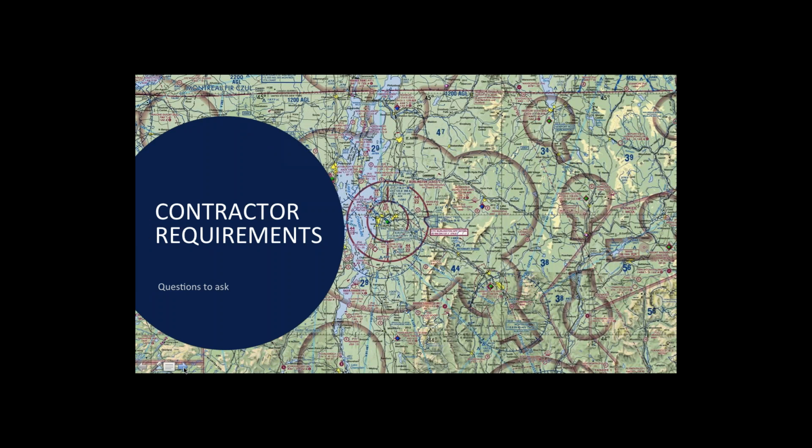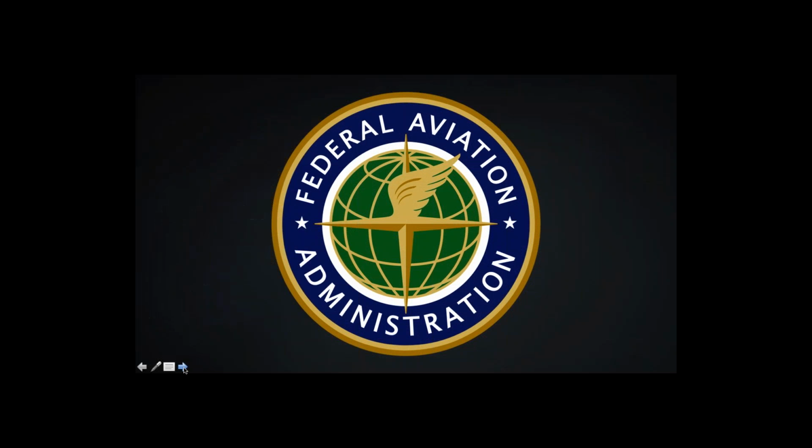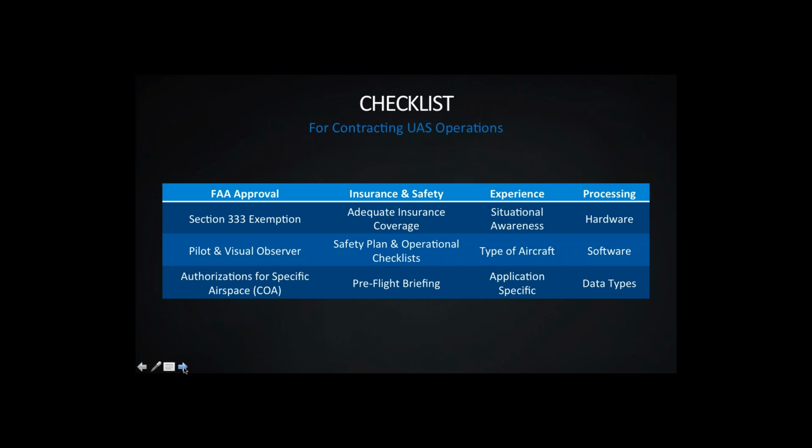So I'm just going to talk about the contract requirements and sort of what questions to ask. And again, the FAA 333 exemption allows for commercial operators to enter the airspace and operate, and it's a fairly arduous process. So in addition to the FAA approvals and additions necessary, there's insurance and safety elements to be aware of.